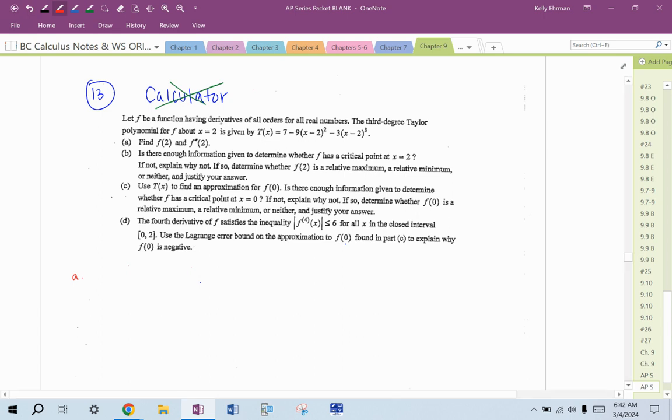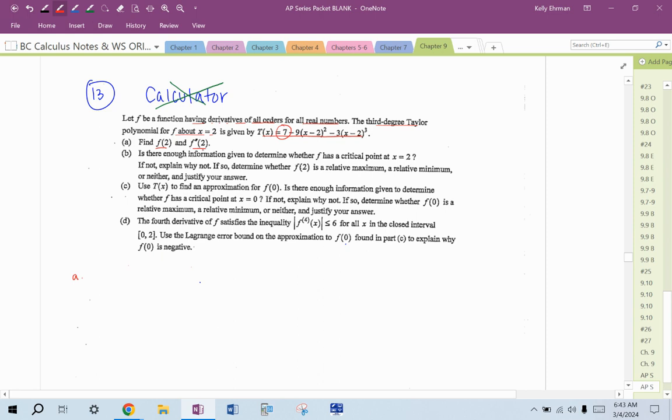Let f be a function having derivatives of all orders for all real numbers. The third degree Taylor polynomial for f about 2 is given by this. Find f of 2 and the second derivative at 2. So remember, the actual function value at 2 is the constant term in the equation. So we know that f of 2 is equal to 7.